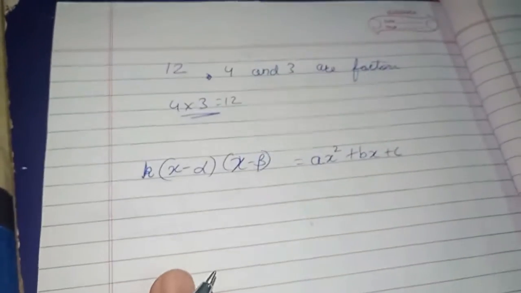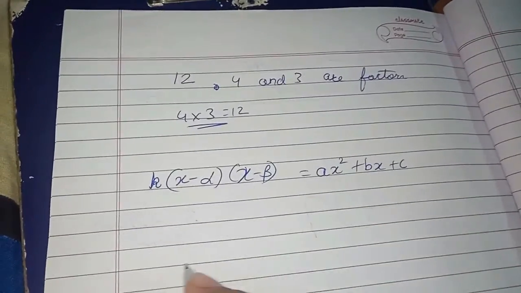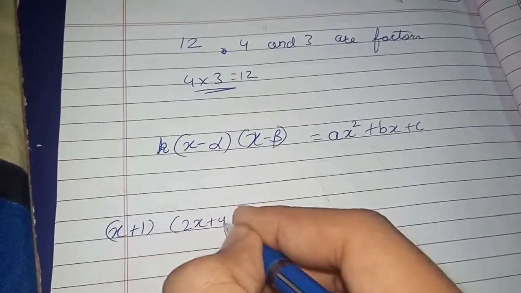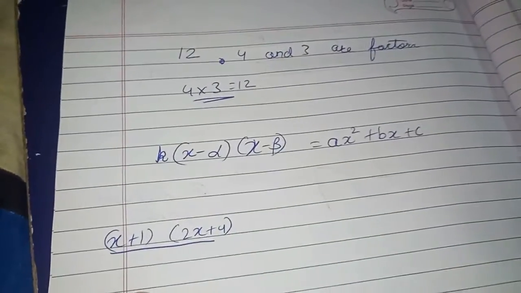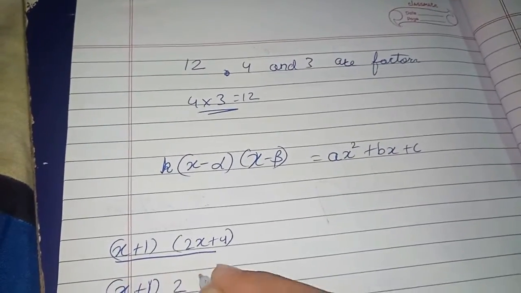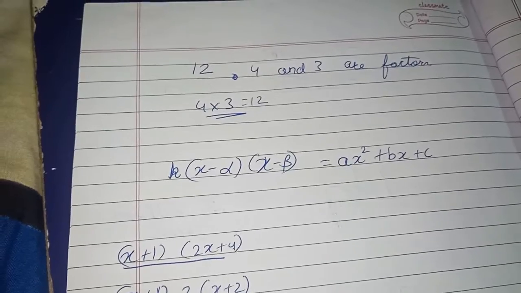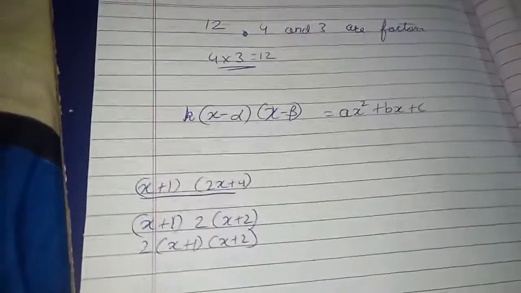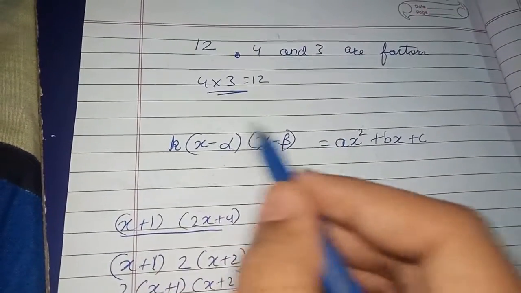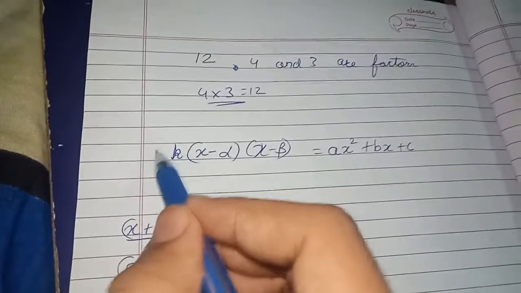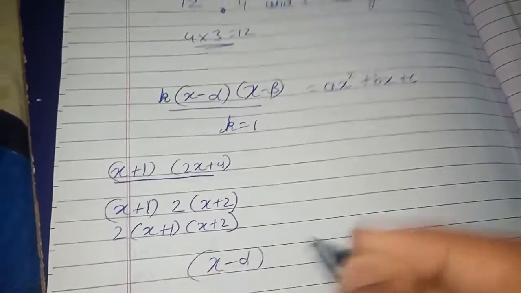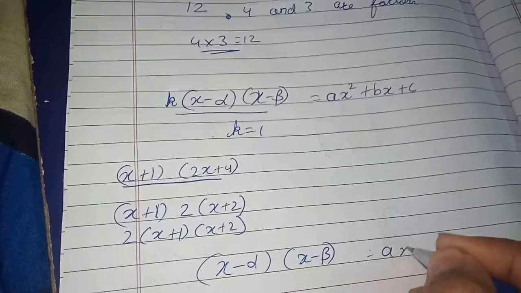Now here there is a constant k. Now what is this constant? Let me show you. For instance, take a polynomial whose factors are x plus 1 into x plus 4, and suppose 2 is common. What you will do is take that 2 out common. Similarly, if any common number exists here, then it would be taken out common in the form of k. Now here if k equals 1, directly x minus alpha into x minus beta would be equal to x square plus bx plus c.